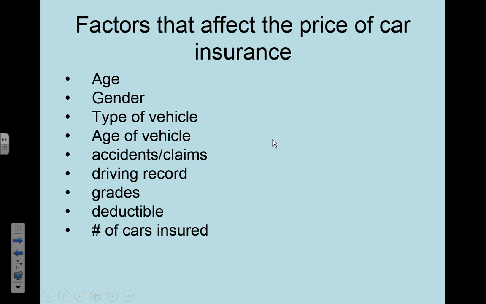Probably not something a lot of high schoolers are going to need to know at this point, but the more cars you have insured, they may give you a discount for that. And same thing with the amount of coverage. If you have less coverage, let's think of liability. If you have $200,000 worth of liability insurance, that's going to be cheaper than $500,000 worth of liability insurance.